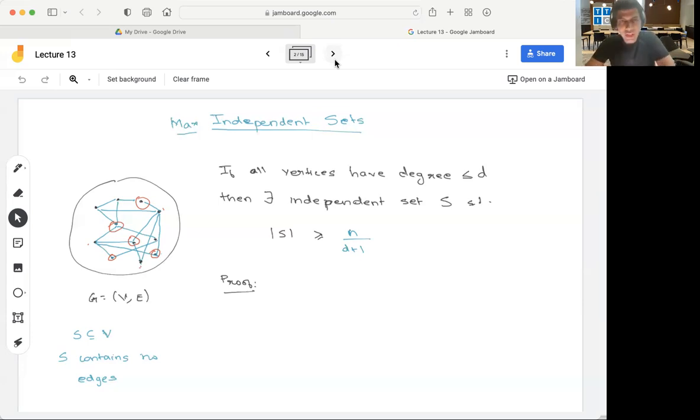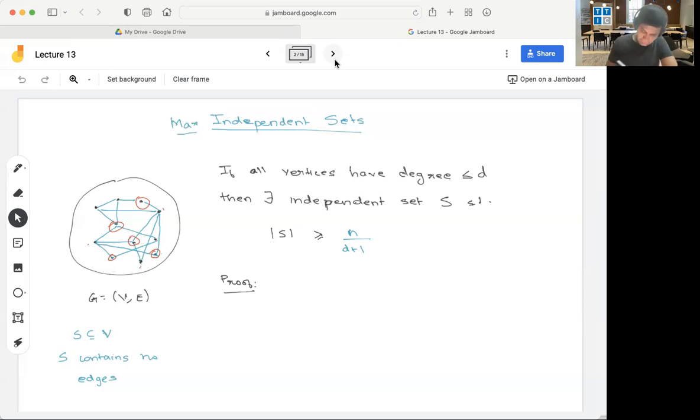And I'm not assuming d is constant, but the bound is more interesting when d is constant. So d can be, let's say, n over 2, and then the bound is n divided by n over 2 plus 1, which is not so interesting. It's roughly about half, slightly bigger than half, which is not that great as a bound. Of course, these are extremes. The bound is very interesting even when d is something like, say, log n or root n. So it still gives us some very interesting bounds.